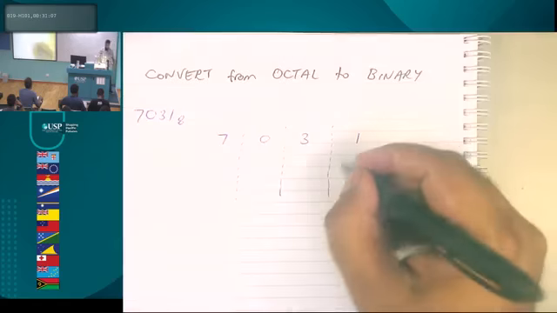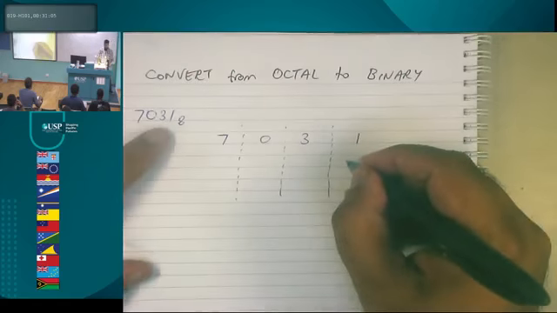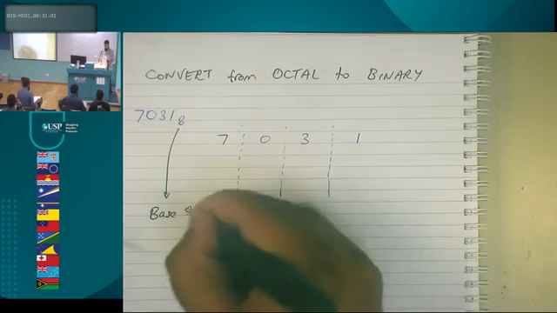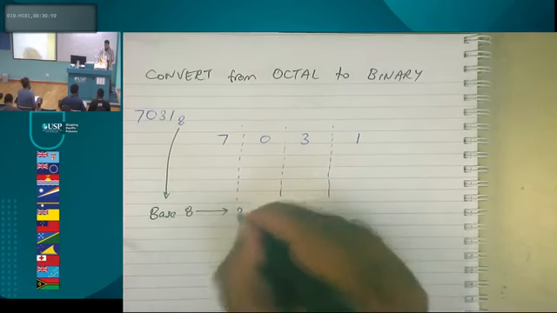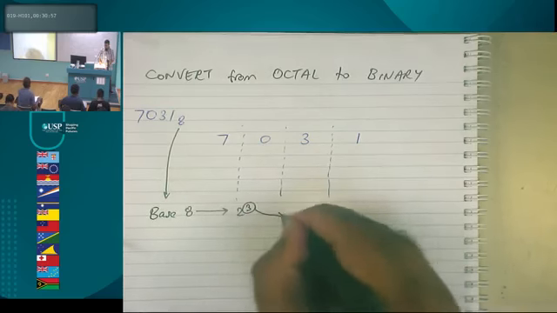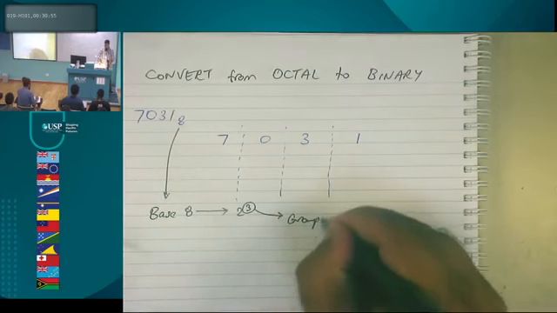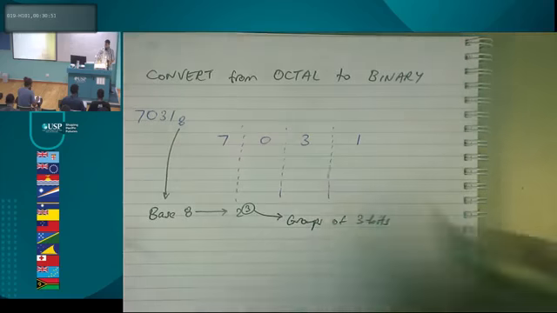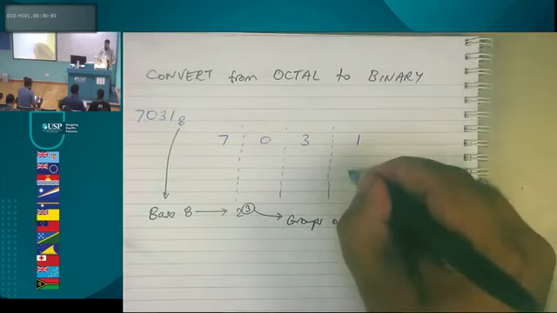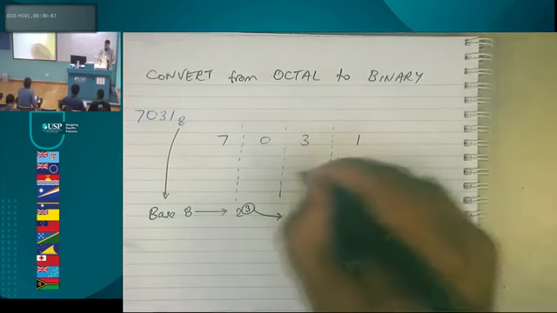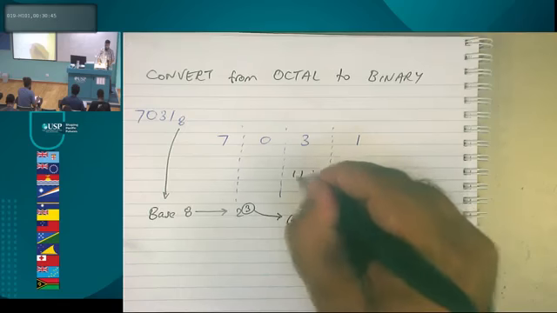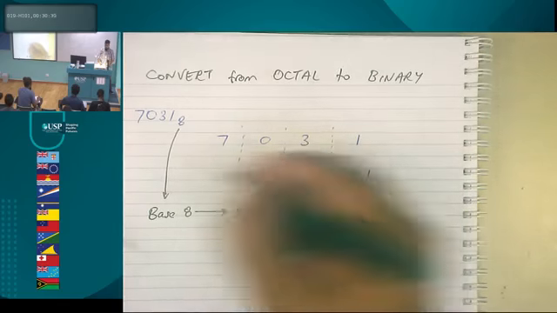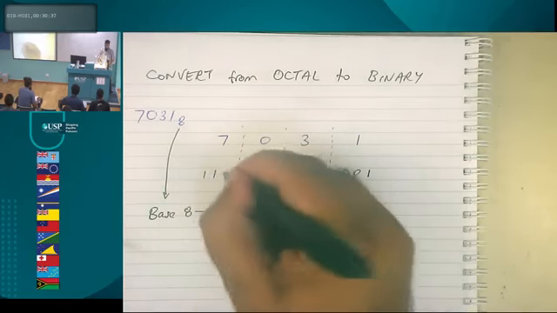So remember, over here, it's base 8, right? Base 8, and 8 means 2 to the power of 3. So you have groups of 3 bits, all right? So 1 in 3 bits is 001. 3 in 3 bits is 011. 0 in 3 bits is 000. 7 in 3 bits is 111.